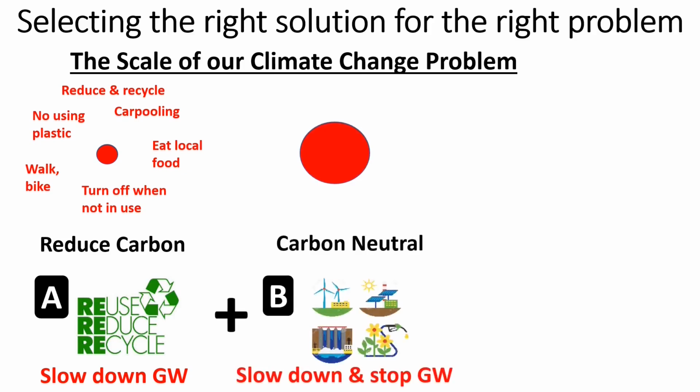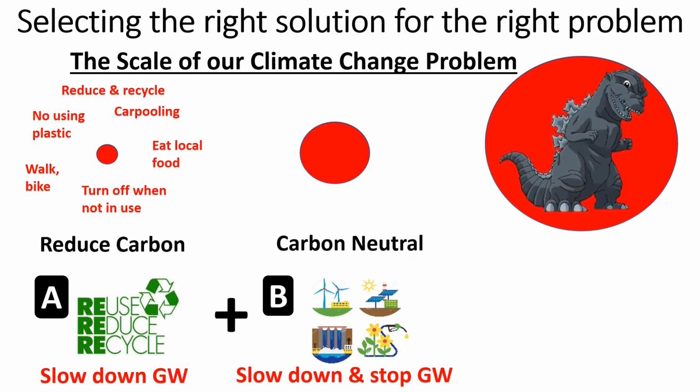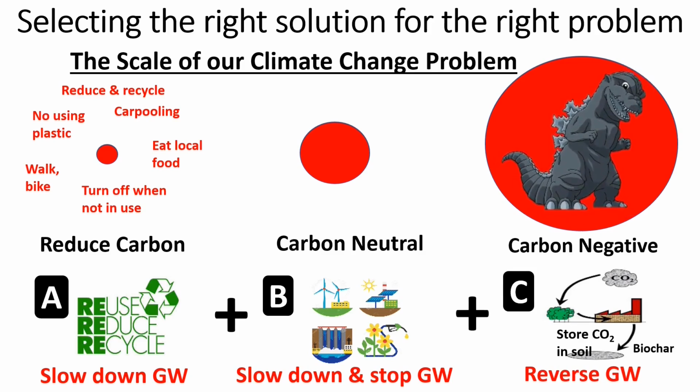However, if our climate change global warming problem is bigger, plan A would not be enough. We would need to add plan B, which focuses on being carbon neutral, such as moving away from using fossil fuel to renewable energy like solar, hydro, wind, and bio. However, if our climate change global warming problem is very large, gigantic like the size of Godzilla, then plan A and plan B are not enough. We would need to add plan C, which is carbon negative. Carbon negative can enable us to reverse global warming by offsetting current and past emissions.